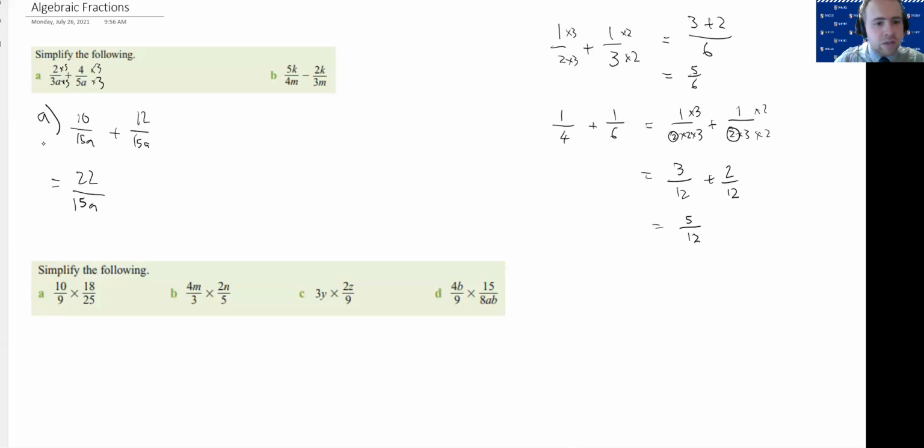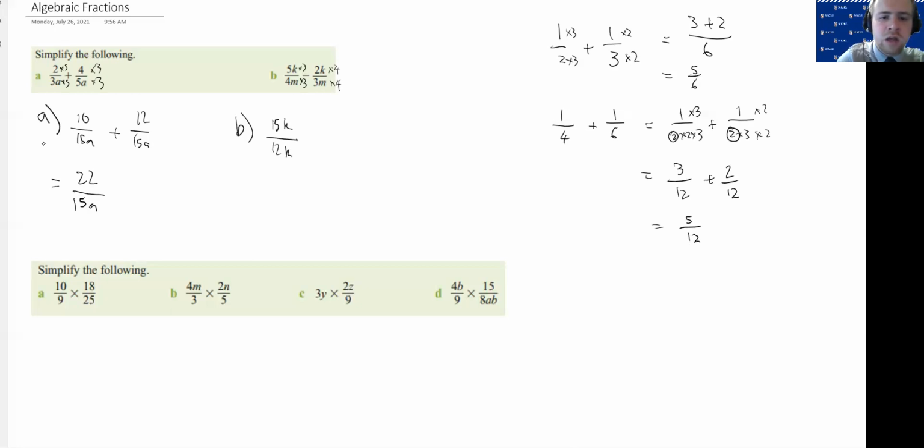So we didn't have to worry about that algebraic factor there. We just simply find the common denominator and then add the fractions together. For part B, again, we've got a common factor of m. We just need to multiply by the missing factor, which is 3, and then this one is 4.